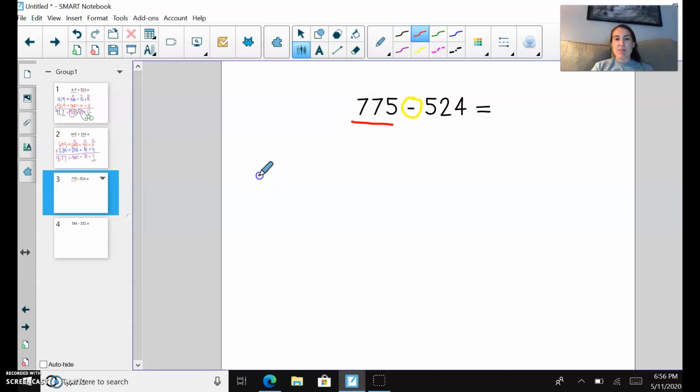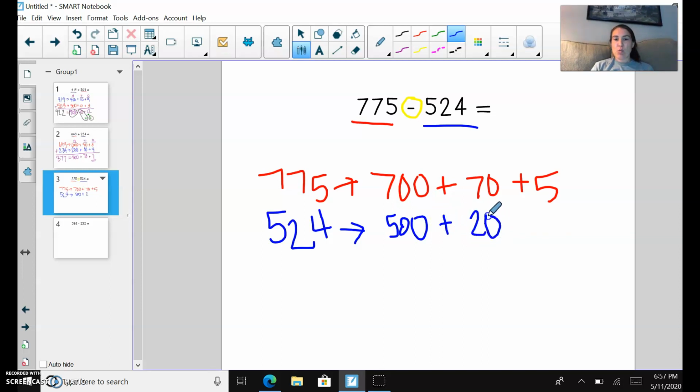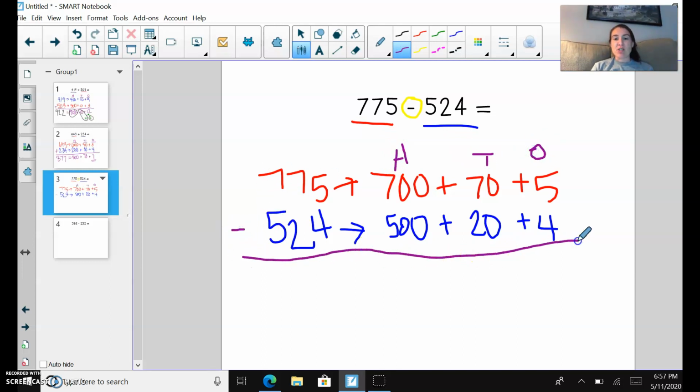I'm going to start with 775 on top. I'm going to break it up into expanded form: 700 plus 70 plus 5. Then I'm going to take the second number and put it underneath. So that's going to be 500 plus 20 plus 4. So I've got hundreds, tens, and ones. Now remember, we switched. We are not adding anymore. We are subtracting. Always check that.